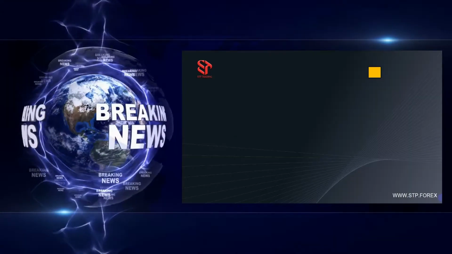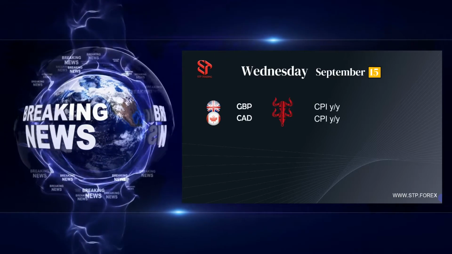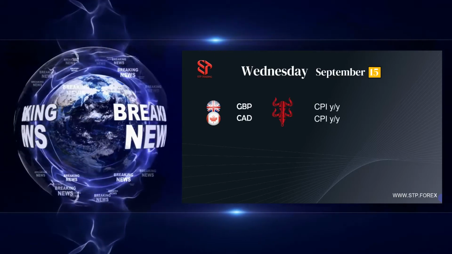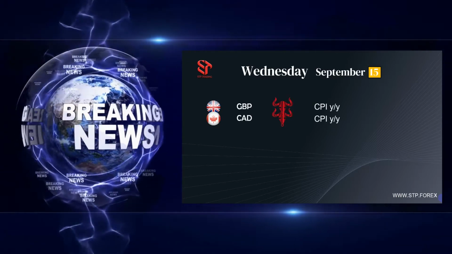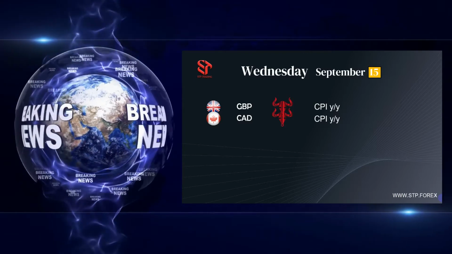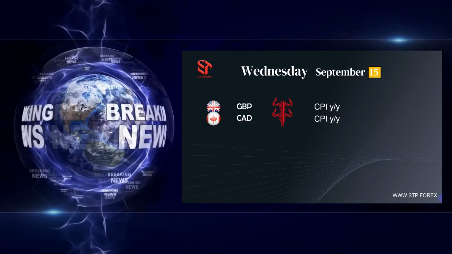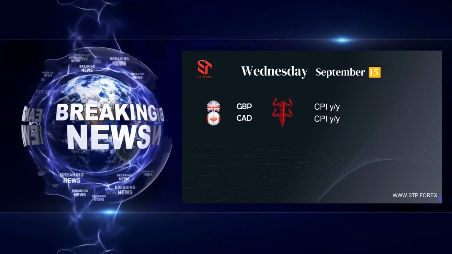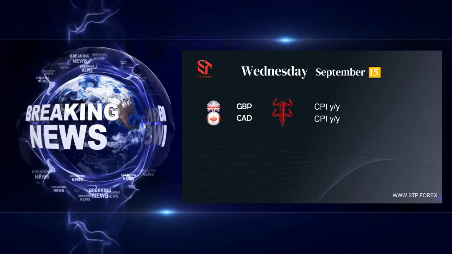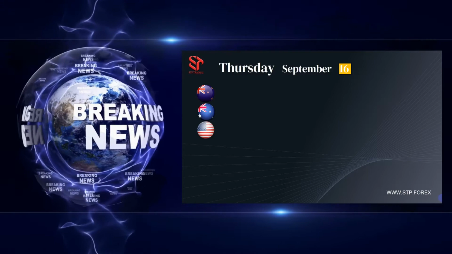Wednesday, 15th September, UK Consumer Price Index. This index measures the average price of various goods and services, then compares it with last year's sampling. Canadian Consumer Price Index. This index measures the average price of various goods and services and then compares it to the previous sample.